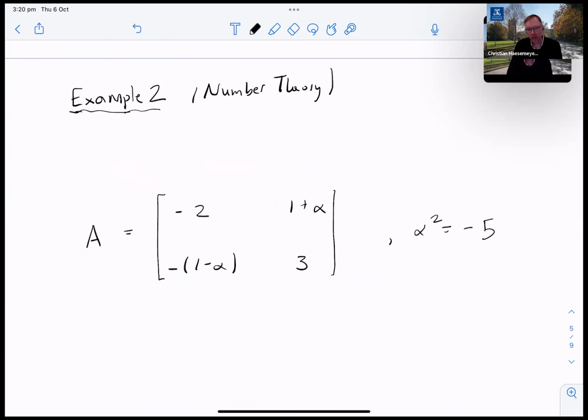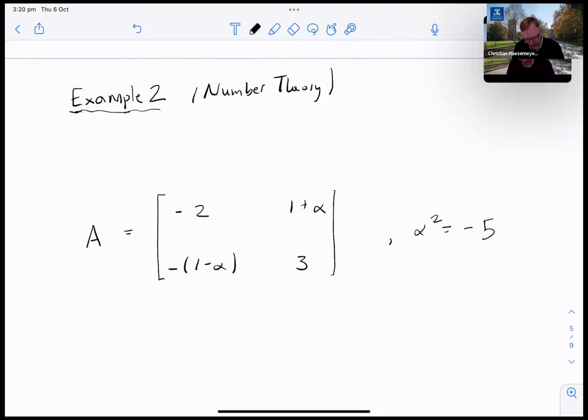Example two. Example two will come from number theory. It will not come from topology. I'm giving this example because I want to show you that this whole question, are idempotent matrices diagonalizable, and the whole related big theory called algebraic K-theory actually shows up in many, many different areas of mathematics. So example two is from number theory.